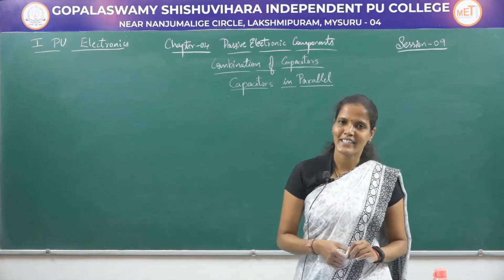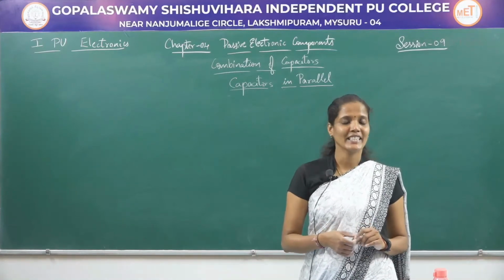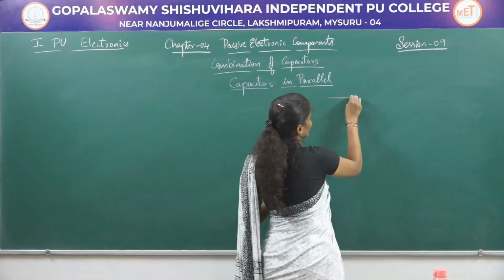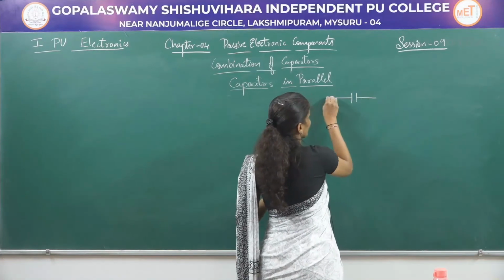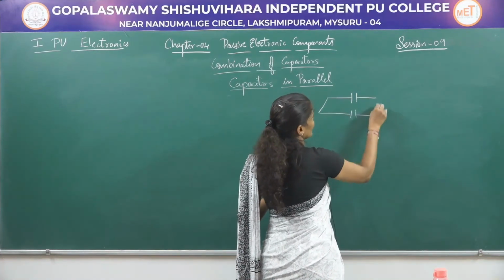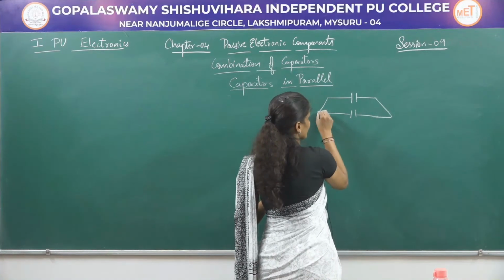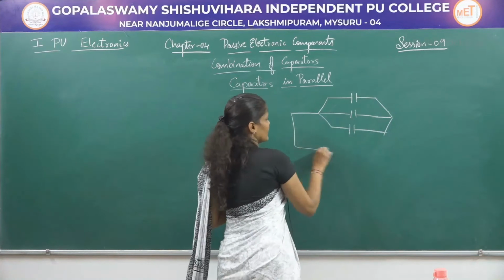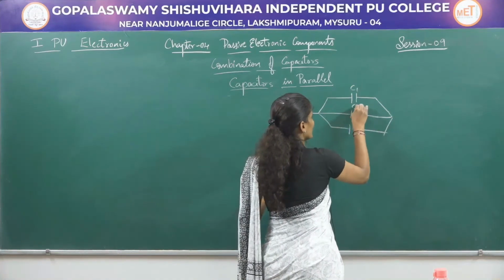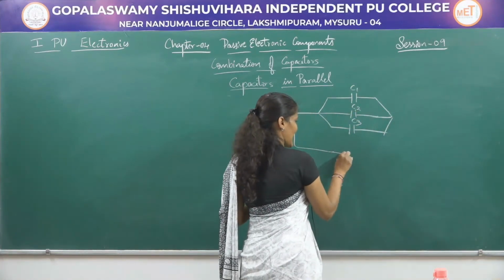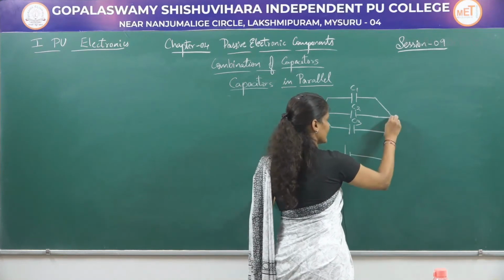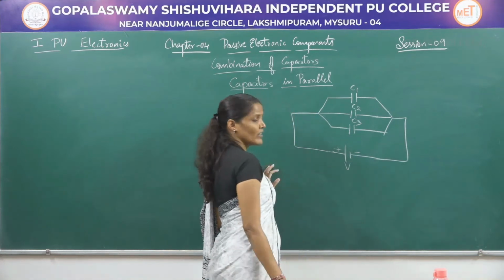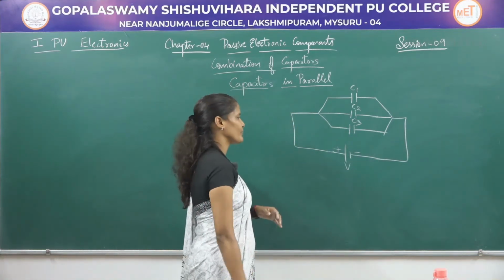The capacitors are said to be in parallel when they are connected between the same two points. So I can draw a diagram where three capacitors are connected in parallel in this manner. Let me call these capacitors C1, C2 and C3, and these three capacitors are connected across a voltage source which has a potential of V, with the positive and the negative terminal of the battery.